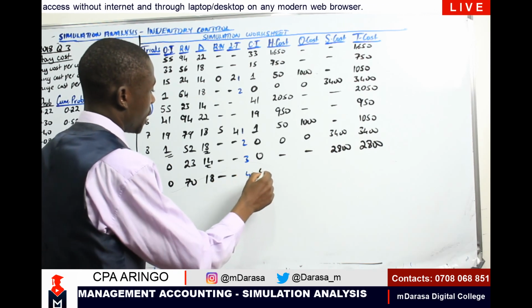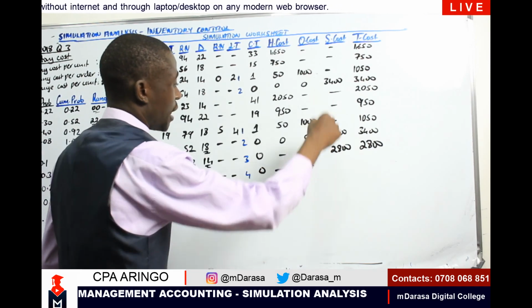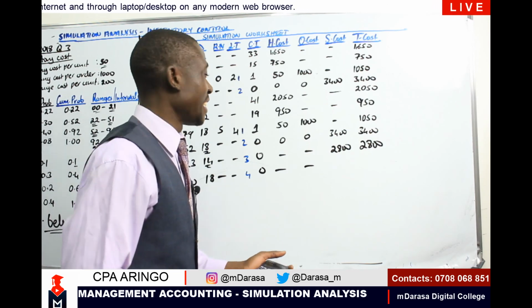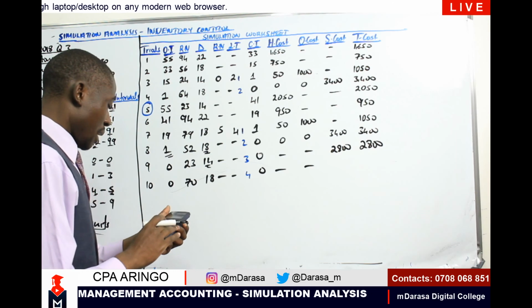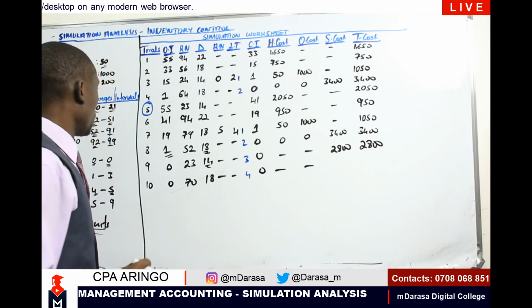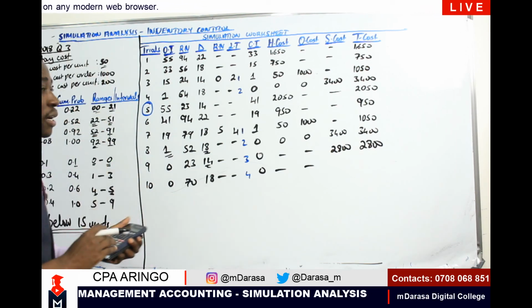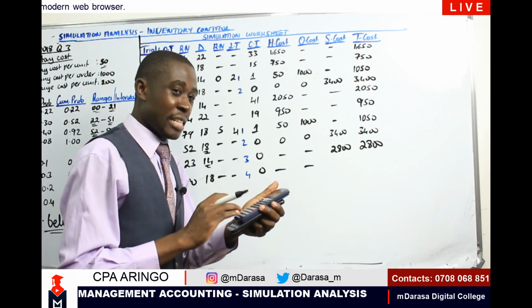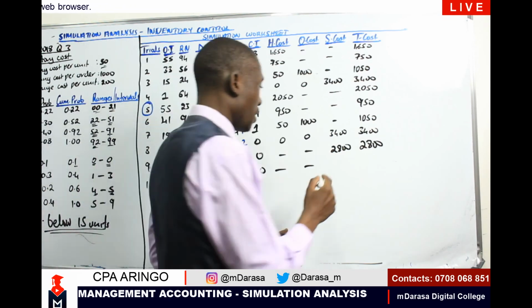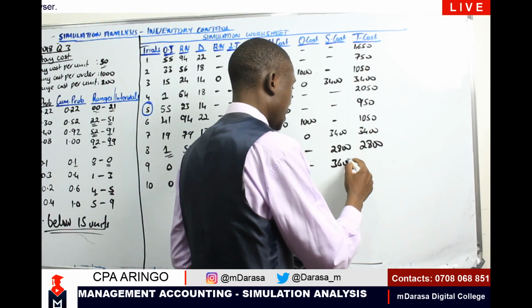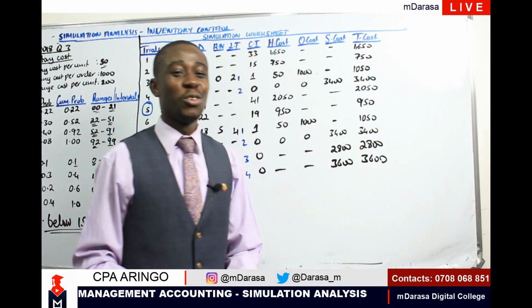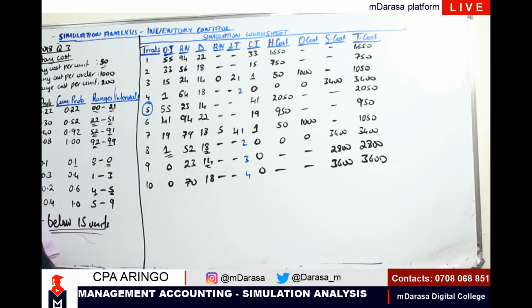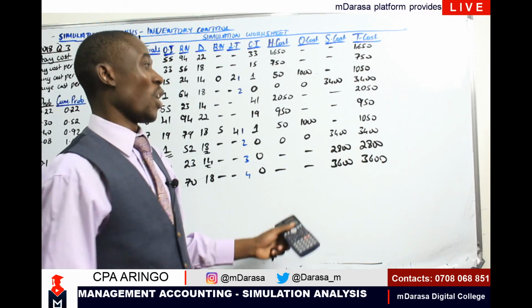Still, I don't have anything in store. I should be talking of 18 units here. So you should be talking of 18 being our shortage. We multiply by the shortage cost per unit, which is 200. So by 200, that should give us 3,600. So, my good students, this is our simulation worksheet.